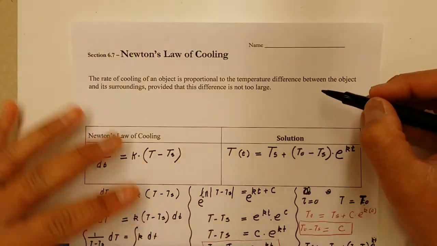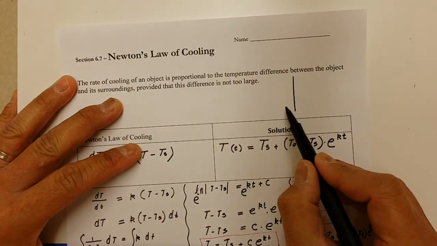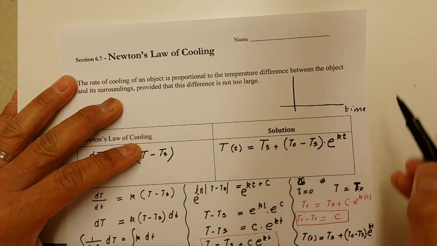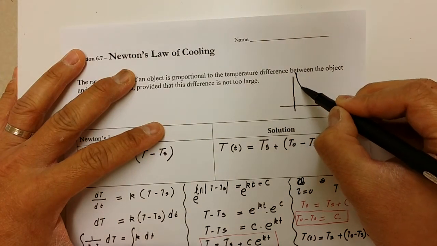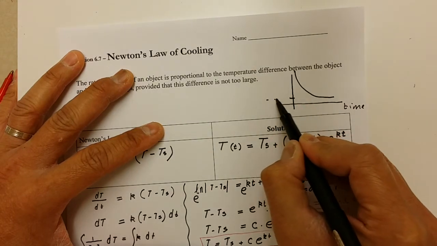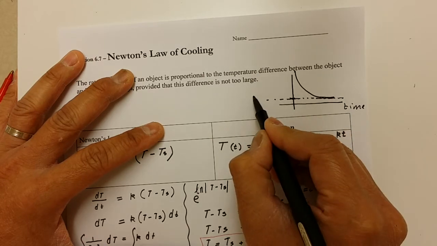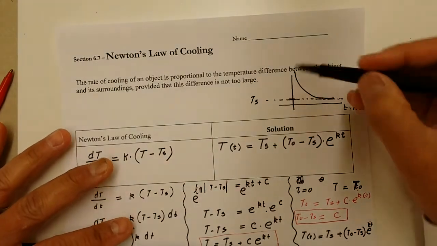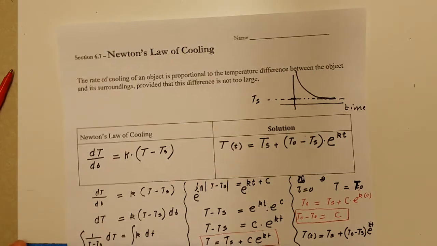Giving you a graphical look at what the cooling will look like. Usually here is time. Initially, the temperature is going to be really warm, but over time it's going to cool off, and then it's going to level out. It's going to level out, but it's never going to dip below the surrounding temperature. So that would be a graphical look at how an object cools over time.